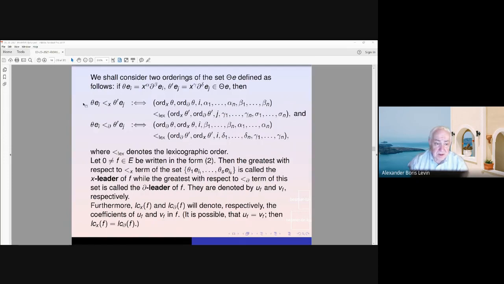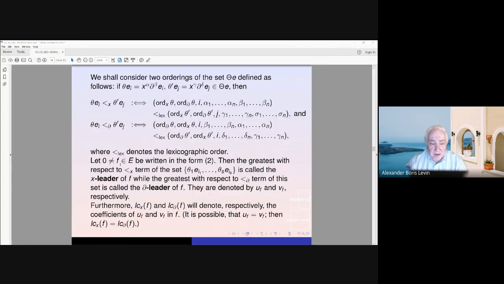So we say that this term is smaller than θ′e_j if we first compare θ and θ′. You see, it's exactly like comparing monomials in the Weyl algebra, but then we put i here, the number of the generator, and similarly here j, and compare this vector lexicographically. So if θ is less than θ′ with respect to X, then you still have this inequality. If the order with respect to X of θ is smaller than the order with respect to X of θ′, then you have this inequality. And the same thing for D.